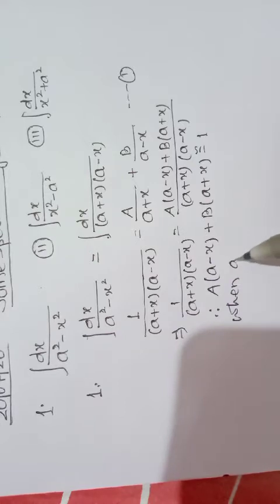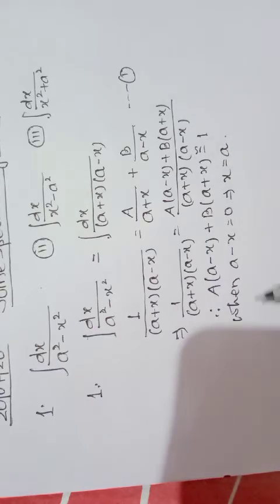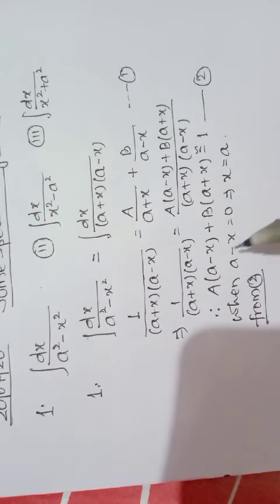Now here put a minus x is equal to 0. A minus x is equal to 0 means a equals x, or you can say x is equal to a. Thus from equation number 2, we have 0, and this should be a plus a, that is 2a into B is equal to 1. So B is equal to 1 by 2a.